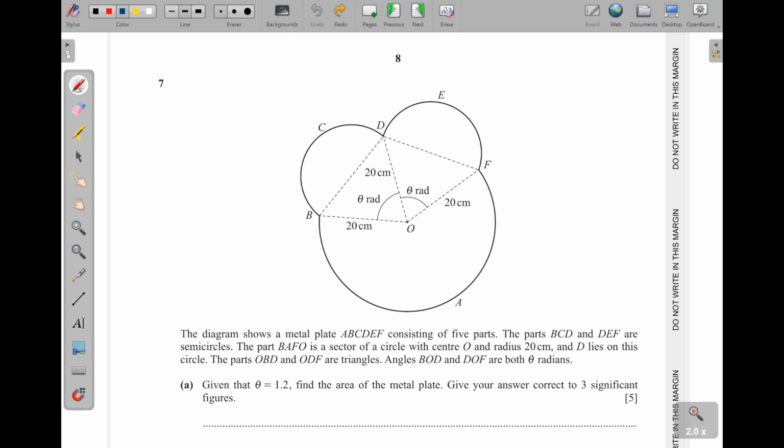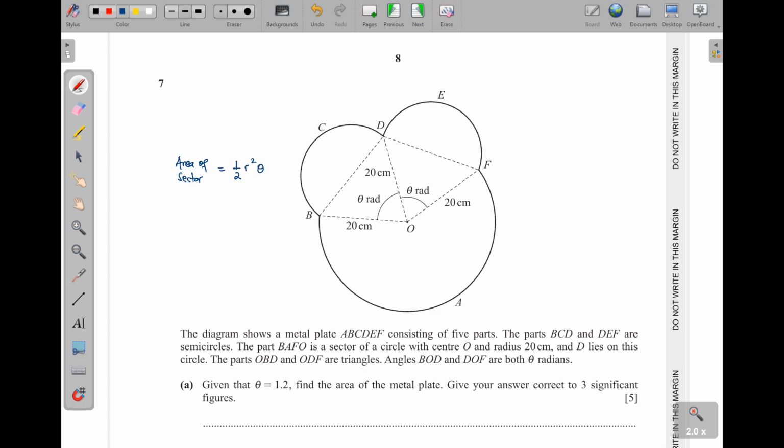We know that area of the sector, because for us to get the area of the metal plate, we shall need the area of this sector OABF, or OBAF, this sector here. Then we shall need to add the area of this semicircle, then this one here, and the area of this triangle and that triangle there. So the area of the sector is given by a half r squared theta.